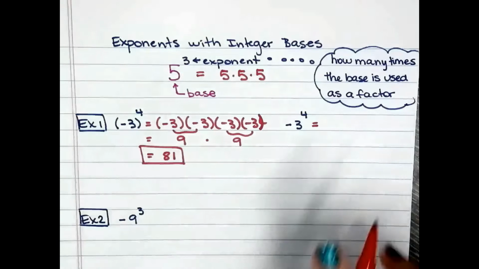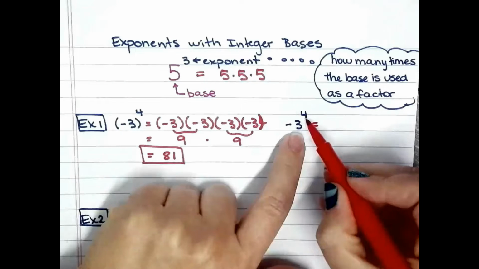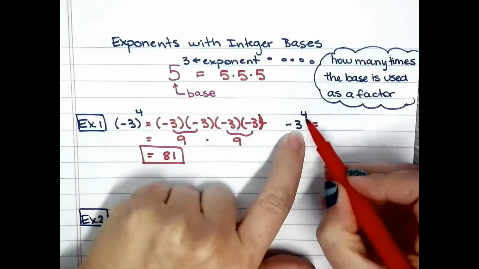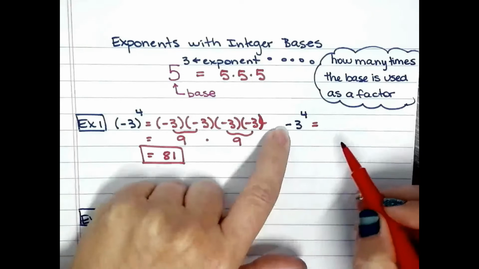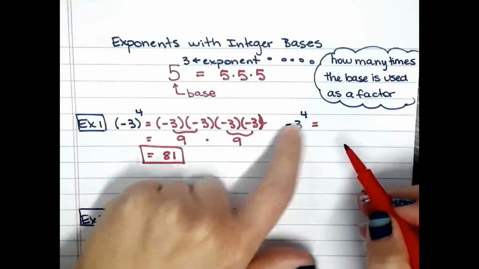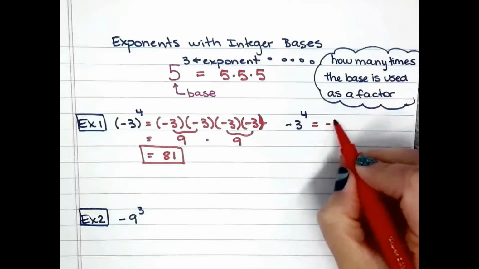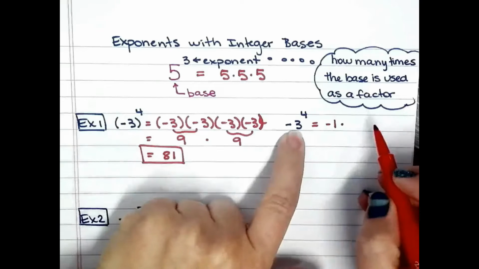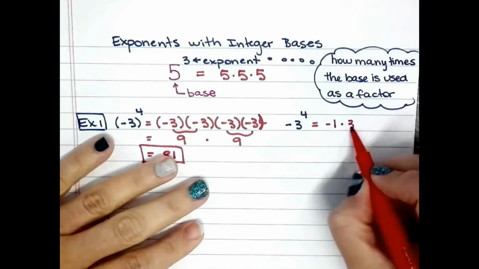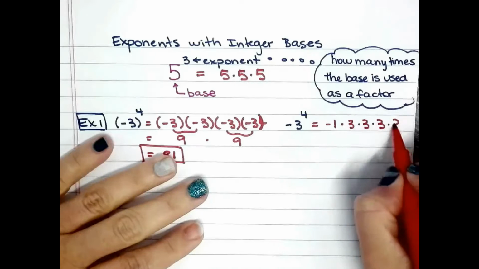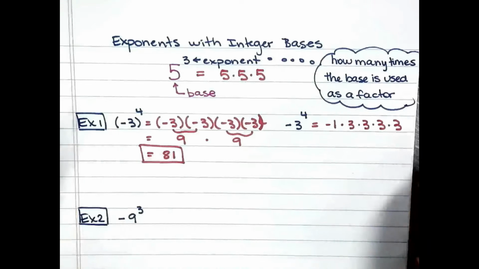Well, the difference is this exponent is only raising the 3 to the 4th power. Notice that the negative is not being raised to the 4th power. So that means this negative is just really negative 1. And 3 repeats itself 4 times. So 3, 3, 3, 3. 1, 2, 3, 4. Okay?